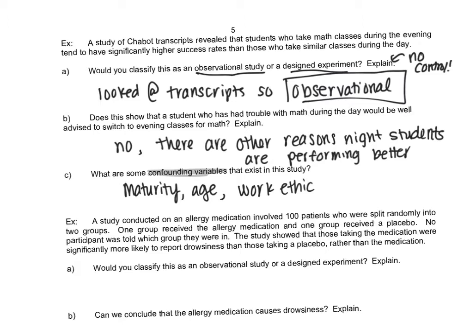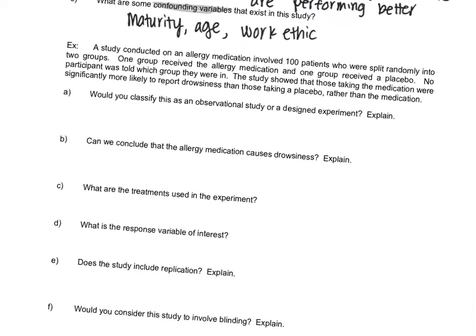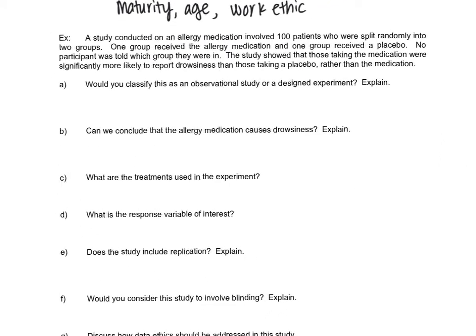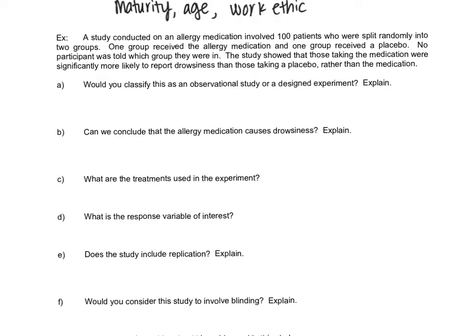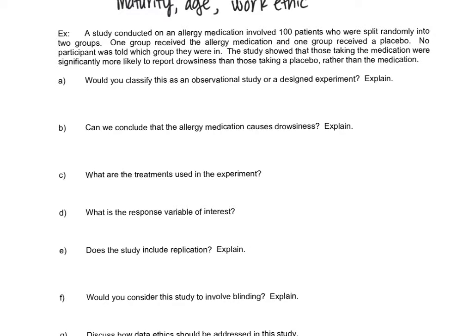So let's see, our next example, we're going to look at an allergy medicine. So I've been talking a lot about medications with these studies. So a study conducted on an allergy medicine had 100 patients, so I'm going to go ahead and circle that. And they were split randomly into two groups. We like the word random in statistics. One group received the allergy medicine and one received the placebo. So we've been using that word a lot lately, placebo. And then no participant was told what group they were in.